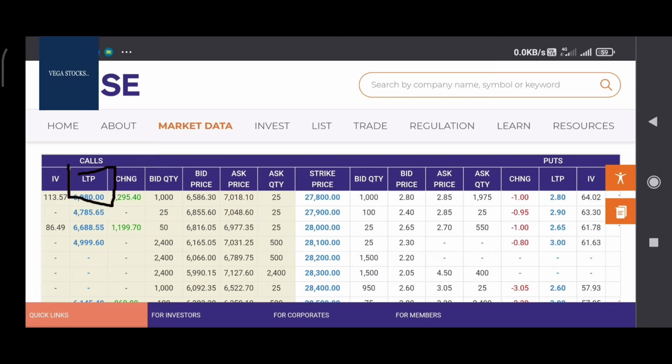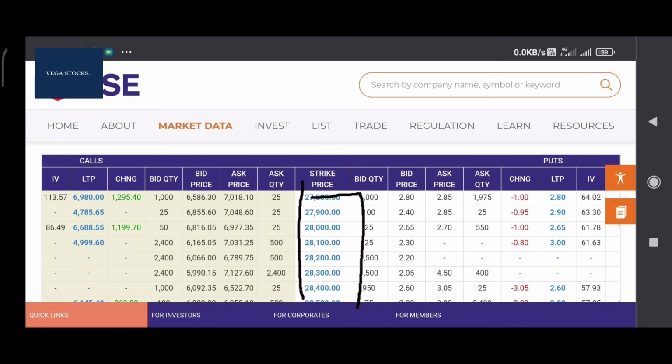This is the price at which a particular strike price is trading. So this is actually the current price. Change in price is shown in percentage, that is the next column. Bid quantity, bid price, ask price and ask quantity we will cover in our next episode, and it is not important in today's discussion. And in the center you will see strike price.